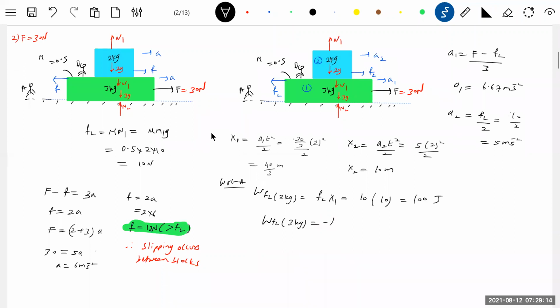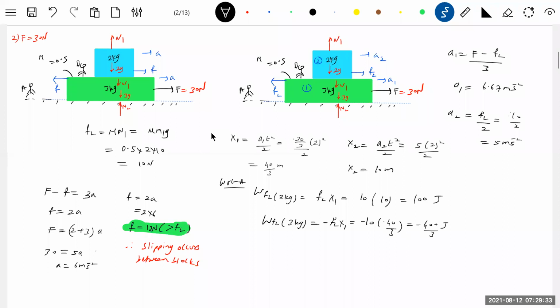Minus of limiting friction 10, into X1, so this will be 40 by 3. Okay, same thing. Again, they're different. You can check it.